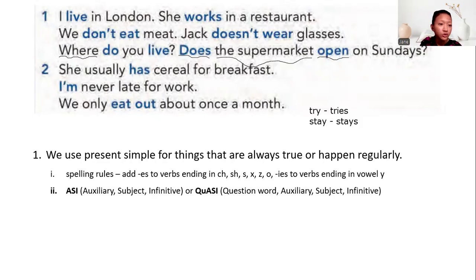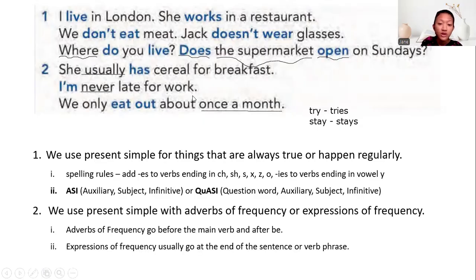And look at number 2. What differences can you see? So here we have usually, never, and once a month. What are they? So they are words that show frequency. So usually and never, they are called adverbs of frequency. And once a month, twice a month, they're called expressions of frequency.